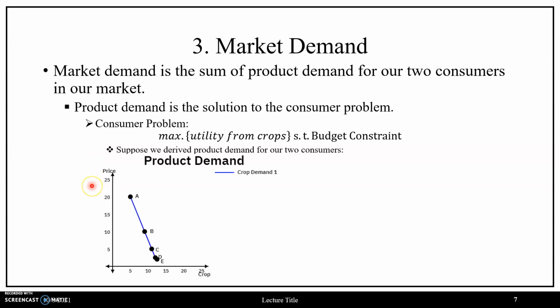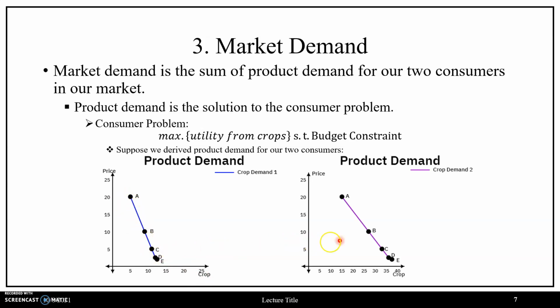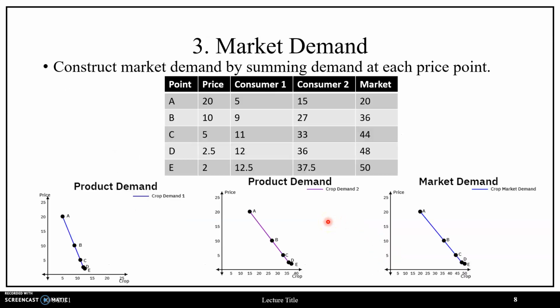We have product demand for consumer 1, where price is on the vertical axis, crop quantity is going to be on the horizontal axis. We have a downward sloping curve indicating the inverse relationship between price and quantity demanded for the good. And we also have an alternative product demand curve for consumer 2, in which price is on the vertical, crop is on the horizontal, and that downward sloping curve indicating that inverse relationship between price and quantity.